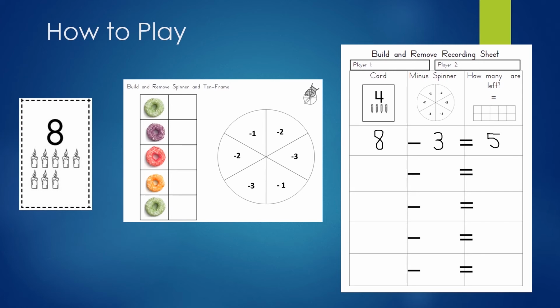By writing the numbers on my recording sheet, I can create a subtraction equation or number sentence to explain what happened in the game. I can then read my subtraction equation. 8 minus 3 equals 5. When I take away or remove 3 from 8, I am left with 5. 8 minus 3 is the same as 5.